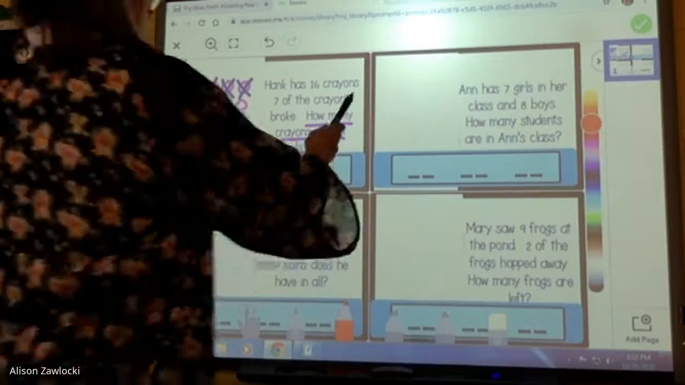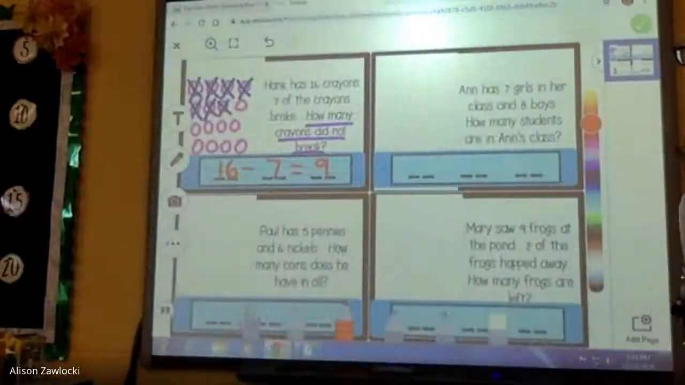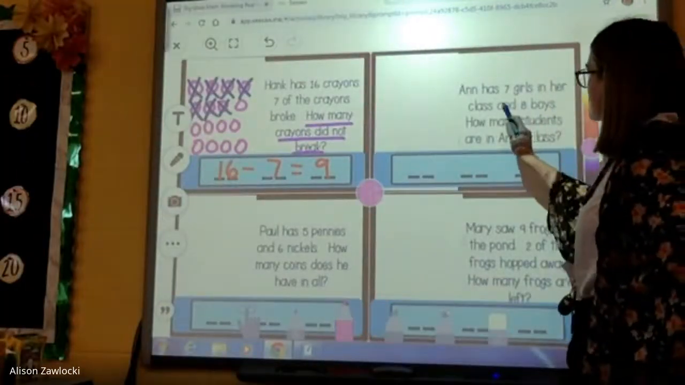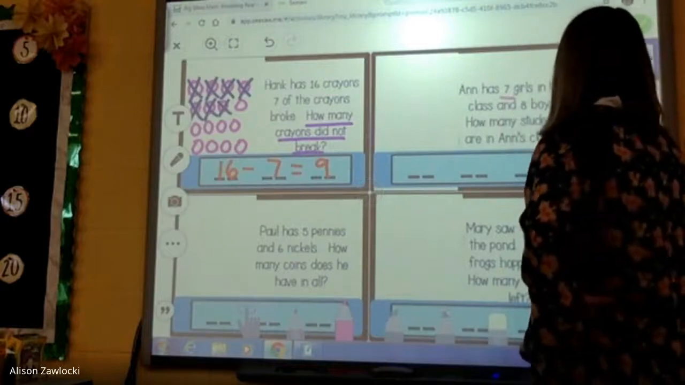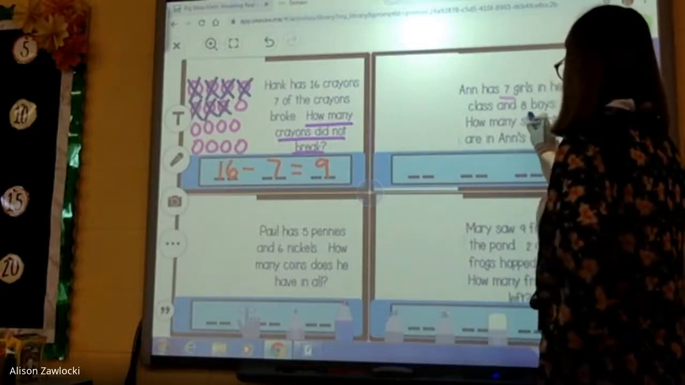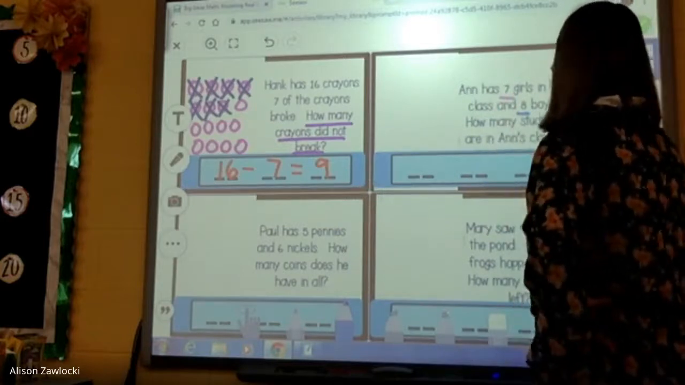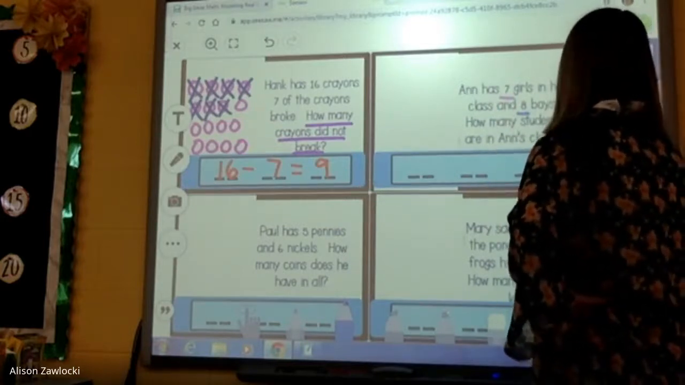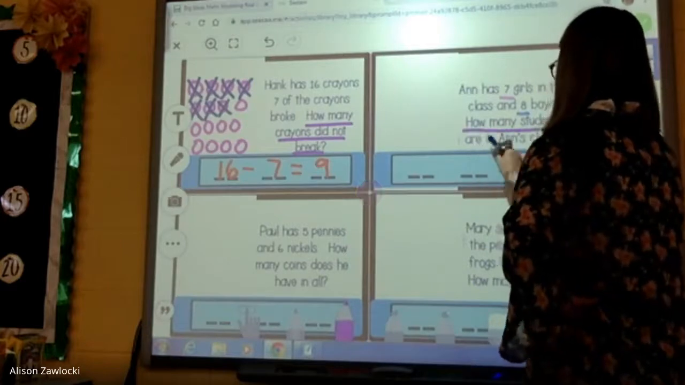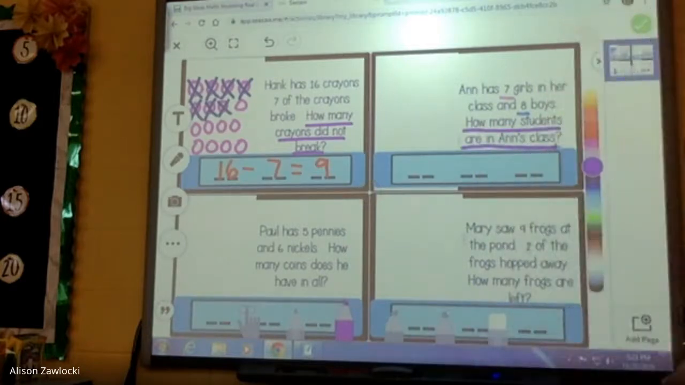We're going to move on to this one right here. It says, Anne has 7 girls in her class and 8 boys. How many students are in Anne's class? So that's the question we're answering. So we are adding, right? We're seeing how many students are in her class.